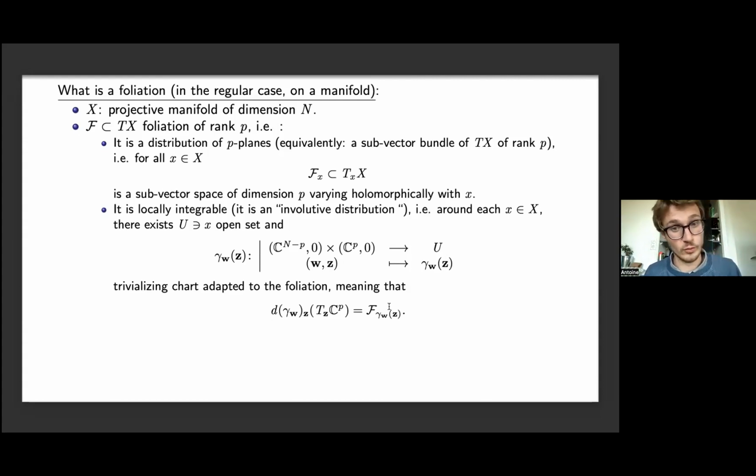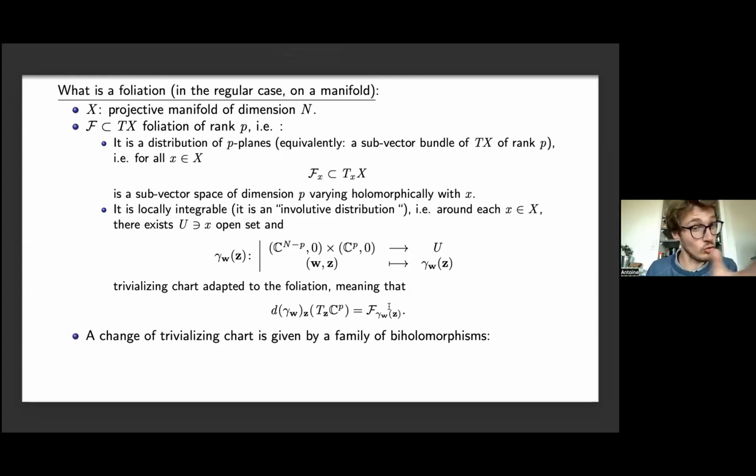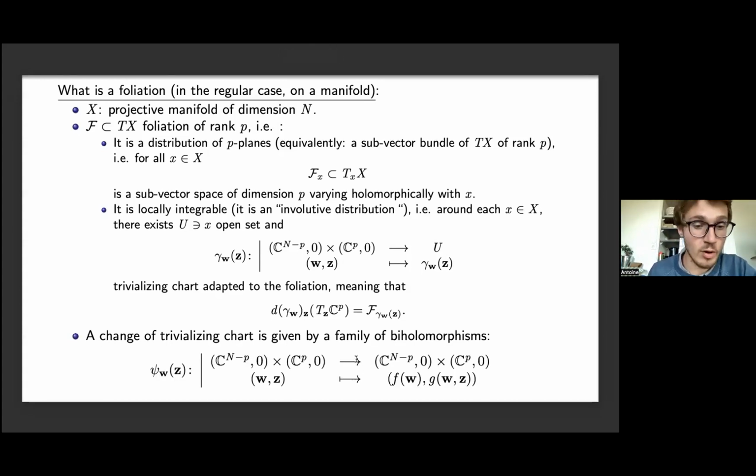So this is for the definition of a foliation of rank P, and by seeing how it behaves locally. And so, of course, the data of the foliation is going to be given by the transition functions on the foliation. And so here, a change of trivializing chart will be given by a family of biholomorphisms of the following form. So the first coordinate must depend only on W, and the second depends on W and Z, and it has to be of this form so that it respects these properties.